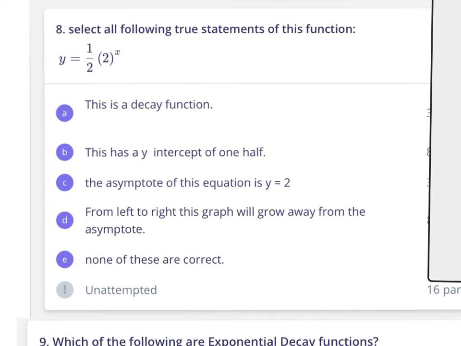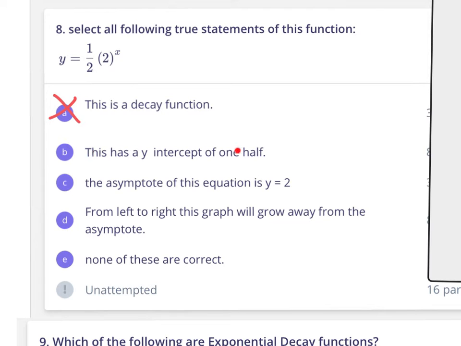So jumping to number 8, it's select all the following true statements. So this says that it's a decay function. And we know that the base is 2, which is greater than 1, which is not a decay function, it's a growth function. So this one's obviously false. Do not pick that one.